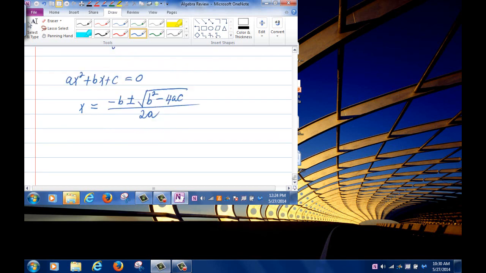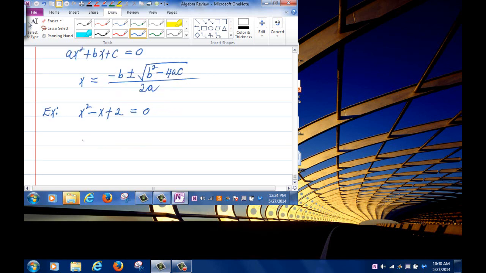So for example, if I have the equation x squared minus x plus 2 equals 0, then I could say that x is equal to what? The coefficient of x is negative 1, right? So you'll have negative of negative 1, it's negative b, plus or minus the square root of b squared, so negative 1 squared minus 4 times a, which is the coefficient of x squared, so that's 1, and c is the constant, so that's 2, divided by 2 times a, which is 1 again.